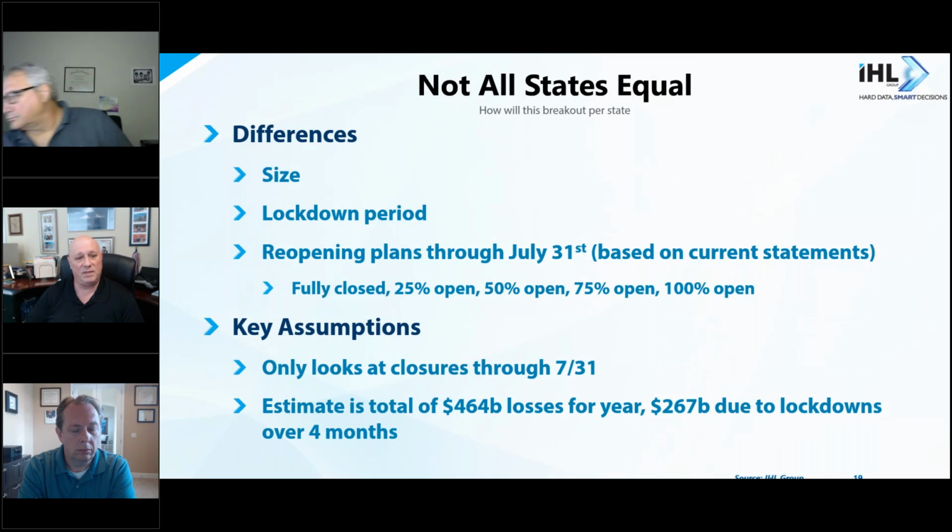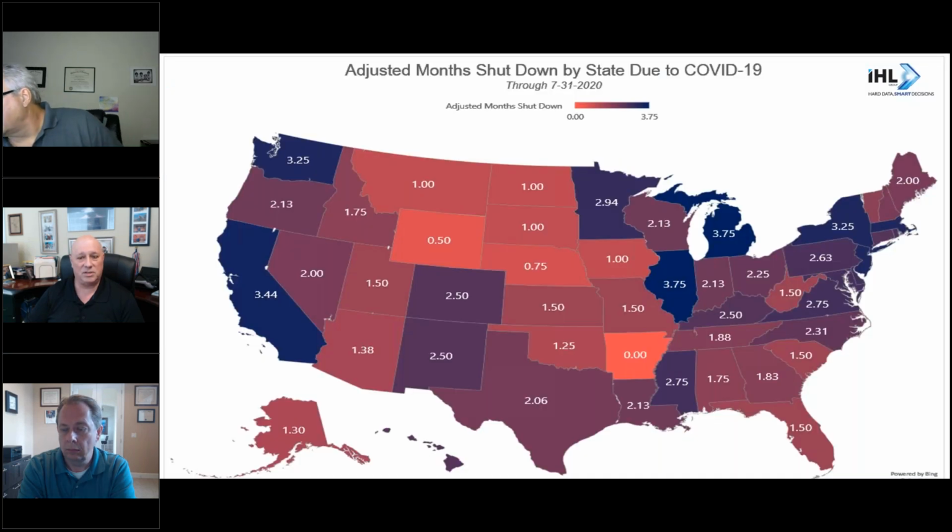States, once again, are not being hit the same. Some are getting hit harder. I'll skip through this for the sake of time, but this is our estimate on the number of time shut down over a 4-month period. And this is based on the percent of opening for each one of those. So we had 25% open, 50% open, 75% open, or 100% open over a 4-month period, how long each of these things were going to be open there.